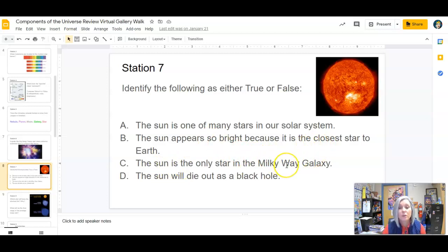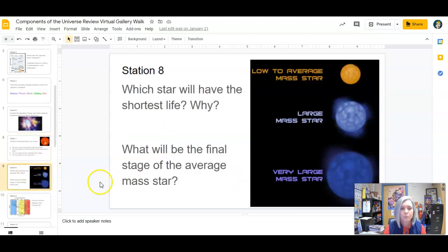It is found in the Milky Way galaxy, but it is one of trillions of stars in the Milky Way galaxy. It is not the only star. Now, in the Milky Way galaxy, remember, we are located on one of the outer arms. We are not in the center. And then finally, it will not become a black hole because it's a small star. It will become a white dwarf, possibly a black dwarf.